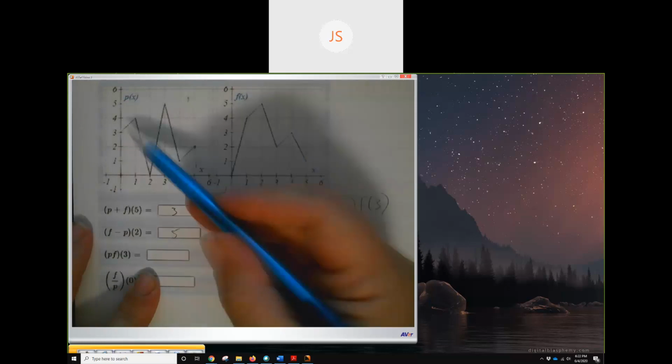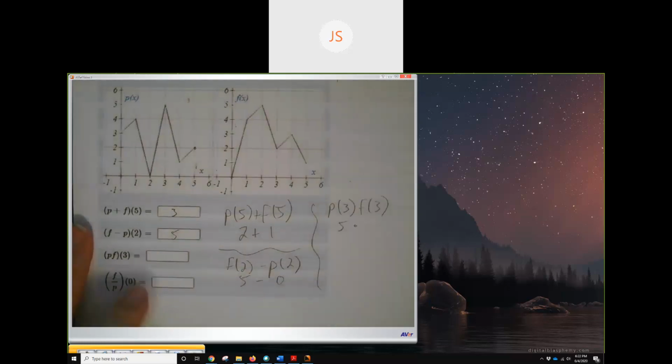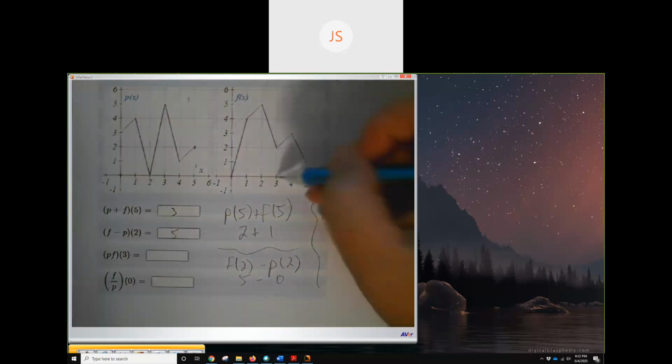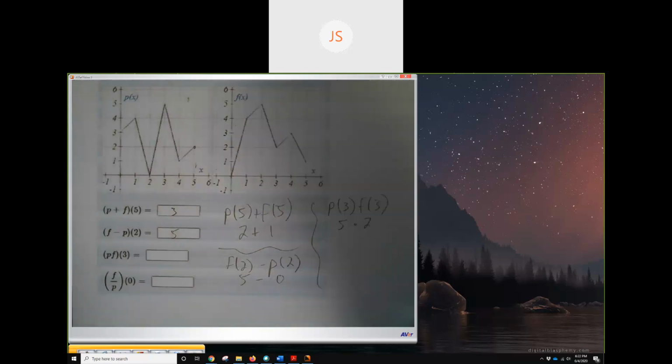So over on the p graph, when x is 3, y is 5. On the f graph, when x is 3, y is 2. And this time we're multiplying, so 5 times 2 is 10.